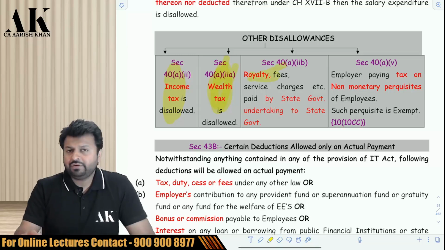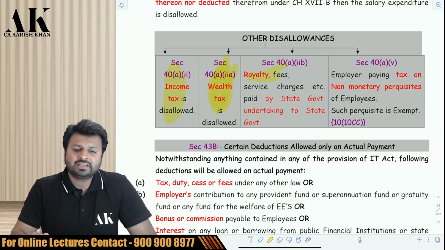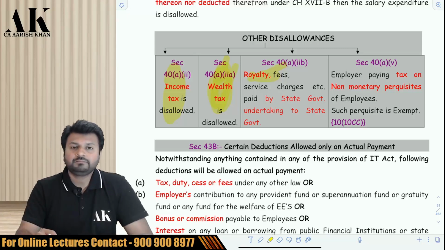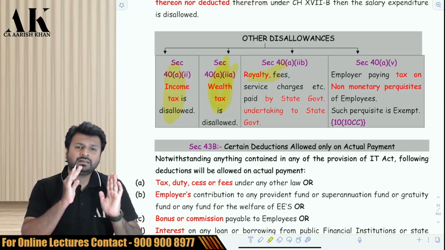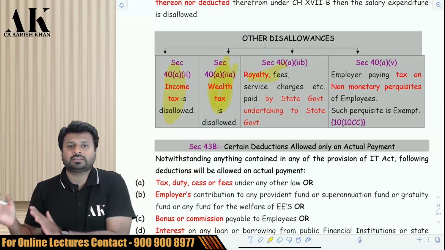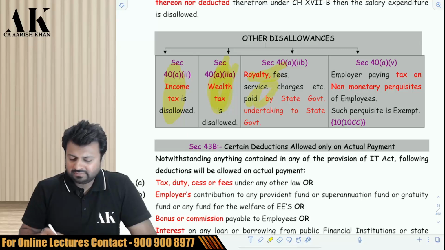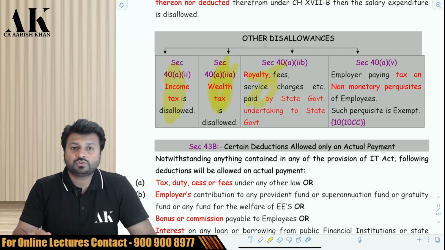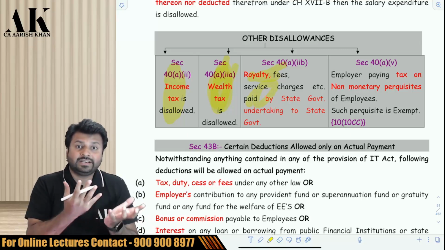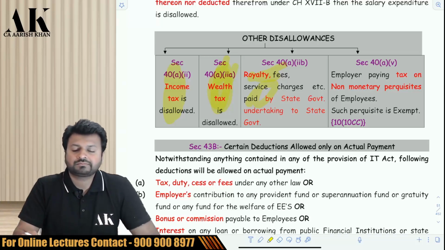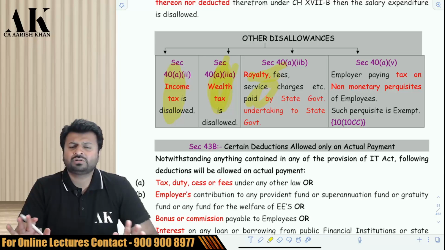Next, if you pay any royalty, fees, service charge, etc., which is paid by a state government undertaking to the state government. Paid by whom? Paid by, say, a Maharashtra state government undertaking to the Maharashtra government. Then it is disallowed. There is nothing great in this, not much important. It is only applicable to state governments, not to the central government.